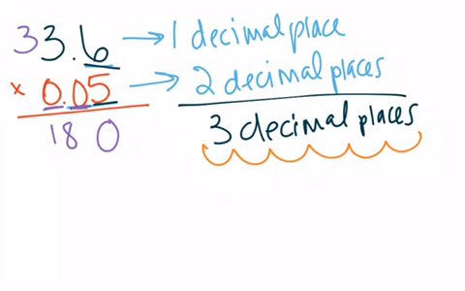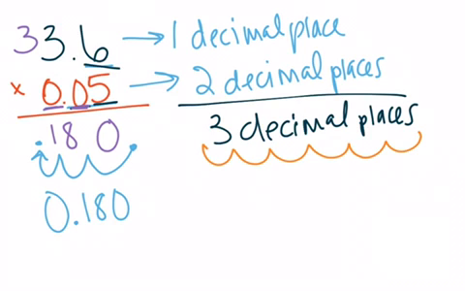So you always start on the far right. We start right here, okay? I'm going to move it over to the left 3 times. 1, 2, 3. So our answer is going to be 0.180. The reason I put a 0 here is because it can't just be like .180. We need to have that 0 there to identify that we don't have a whole number there. So that's why we put the 0 there. All right, let's do our next one.